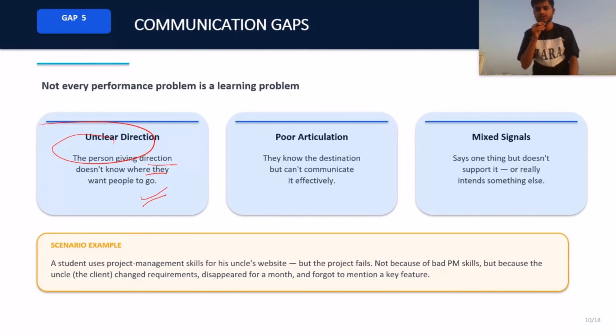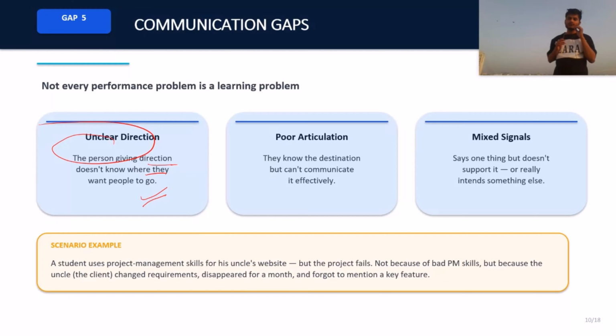I have to do certain tasks. Another reason can be poor articulation. They know the destination but can't communicate. And the next point is mixed signals: says one thing but doesn't support it, or relies on something else. So that is a communication gap.